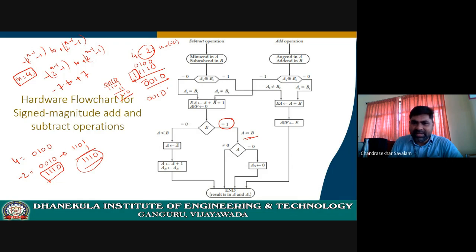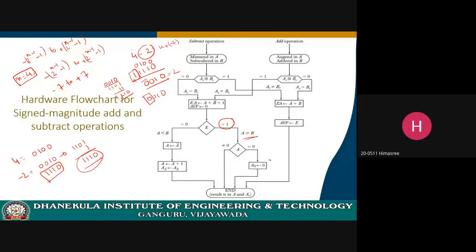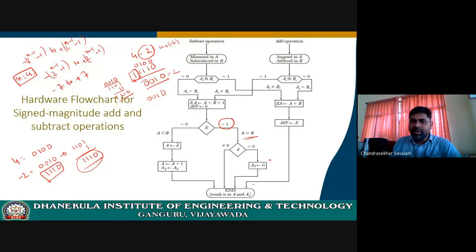See, result is not equal to 0. Check the A. If A is equal to 0, then you have to make the A 0, but that is not needed here. If A is not equal to 0, result is 2. So 2 means 0, 0, 1, 0. What is the sign bit here, students? 0 means plus. So the result is plus 2. Do you understand this?